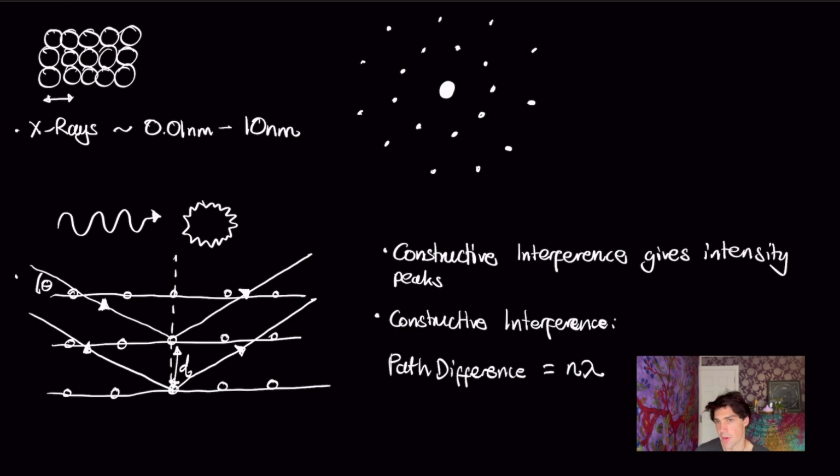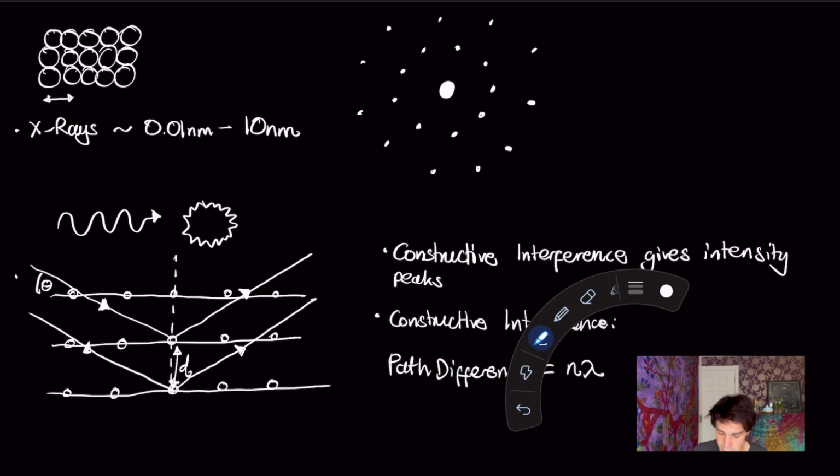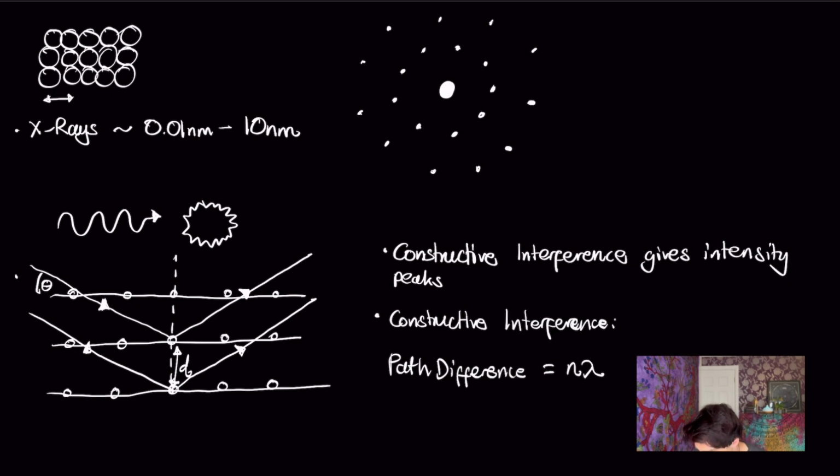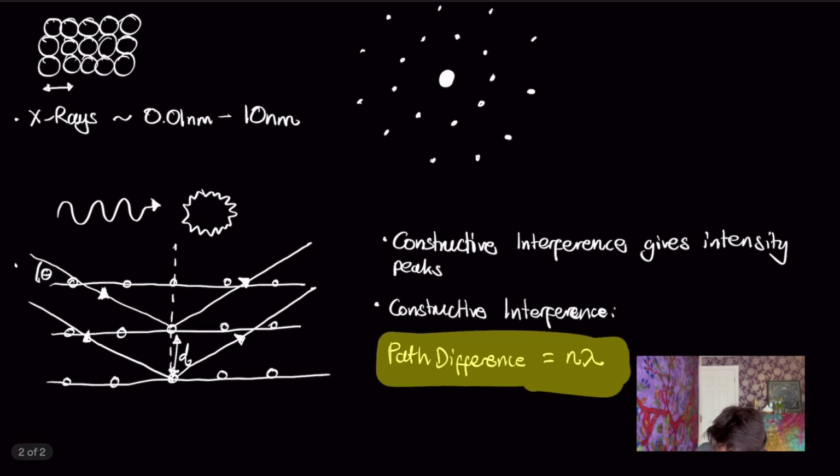In order to get constructive interference, the path difference between the two waves has to be an integer number of multiples of lambda. And if you want to get destructive interference, it has to be a half integer. But yeah, we're talking about constructive interference. The path difference has to be an integer number multiplied by lambda. So what is the path difference?